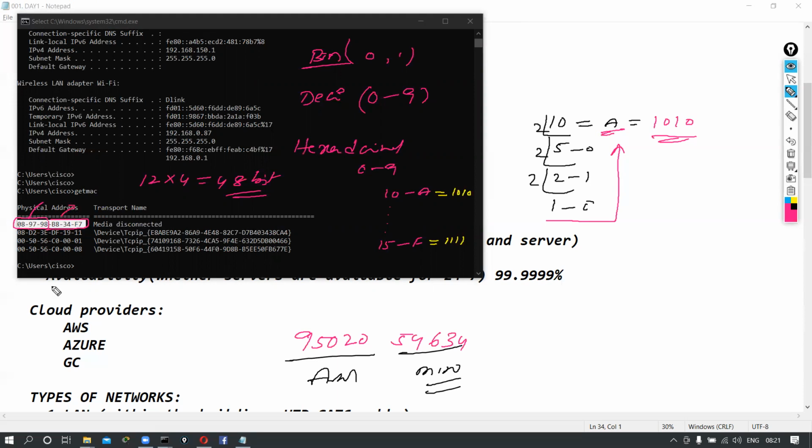For that LAN card, that manufacturer has given one MAC address. That is called this one. This is my MAC address only. This is not complete. This is for the manufacturer ID, for identification of the manufacturer.